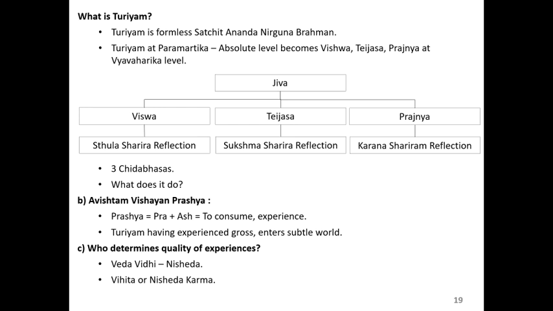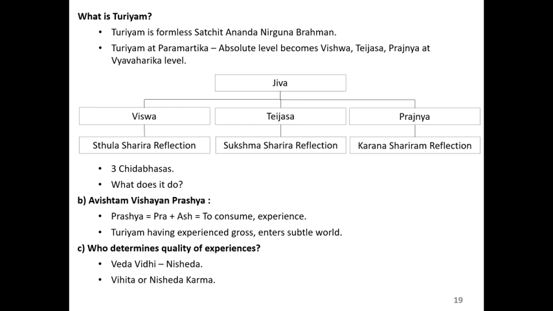In the Sthula Shariram, there is also the subtle body and the causal body. Then second one is Taijasa. Taijasa means what? It is the subtle, the dreamer. Dreamer has got mainly the subtle body. The dreamer is identified with his mind alone. He is not identified with the physical body which is lying in the bed.